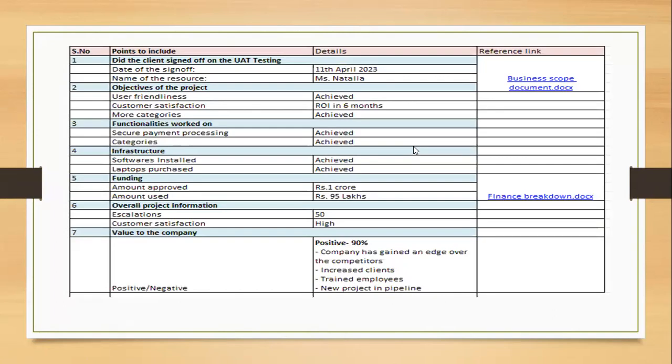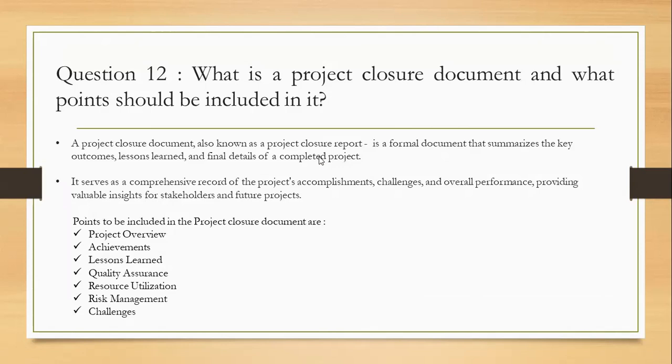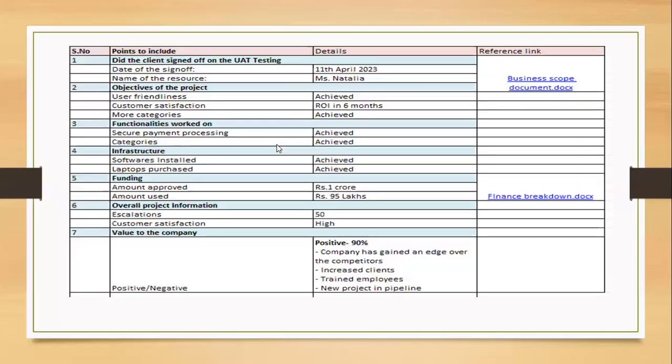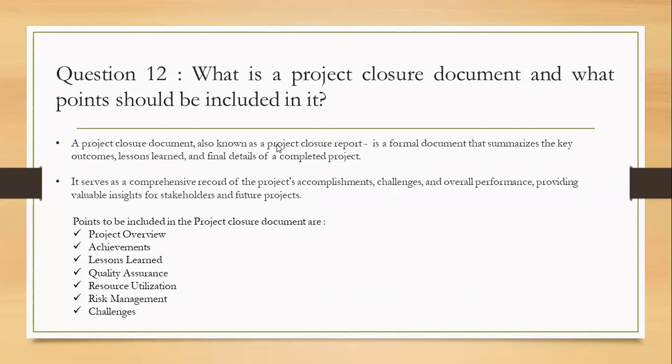This is a table; you can create this kind of table also. It mentions whether the client signed off on the UAT testing, the sign off date, resources, objectives of the project, functional works, infrastructure, and funding. You can explain everything in a little detail. This is related to the project closure document.